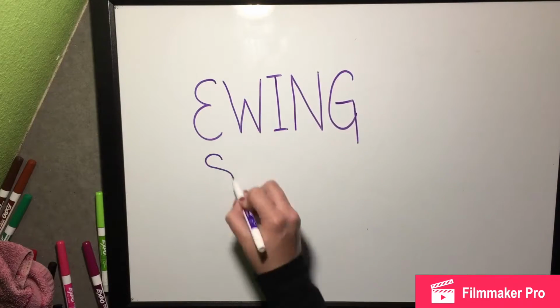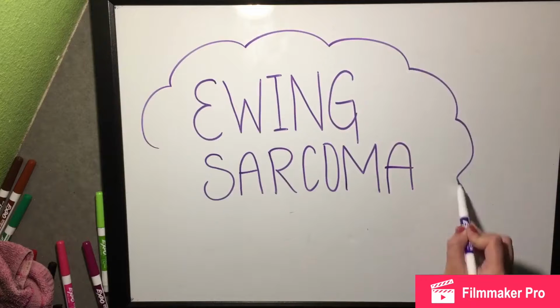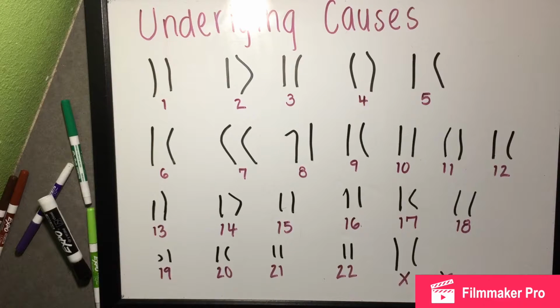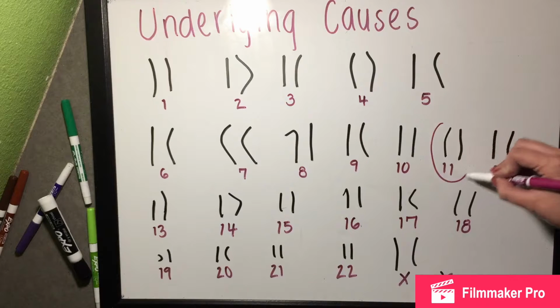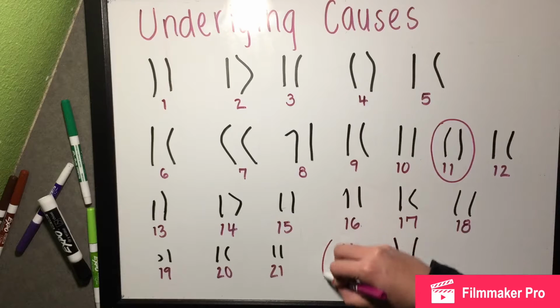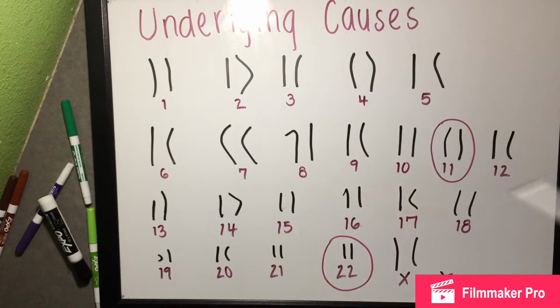The cancer we're going to be focusing on today is Ewing sarcoma. An underlying cause is a translocation between chromosomes 11 and 22, which fuses the Ewing sarcoma gene of chromosome 22 to the FLI1 gene of chromosome 11.